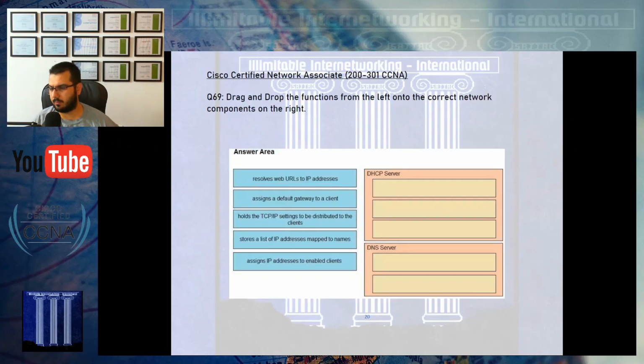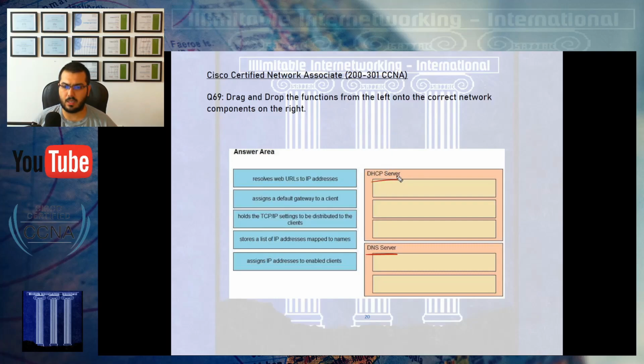Question 69, the D and D. Drag and drop the functions from the left to the correct component on the right. I have two types of servers, three blanks, five, so I have to use all five of them. Okay, we have crossed an hour. That's it. We will finish at question 76.